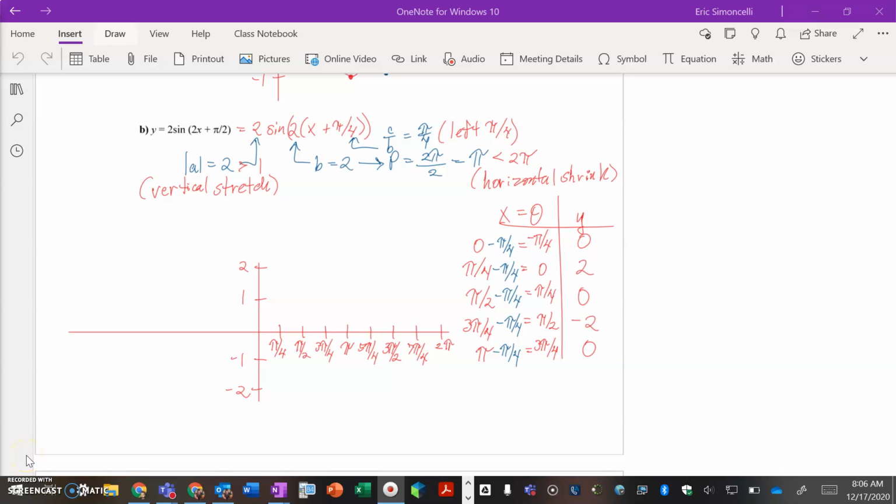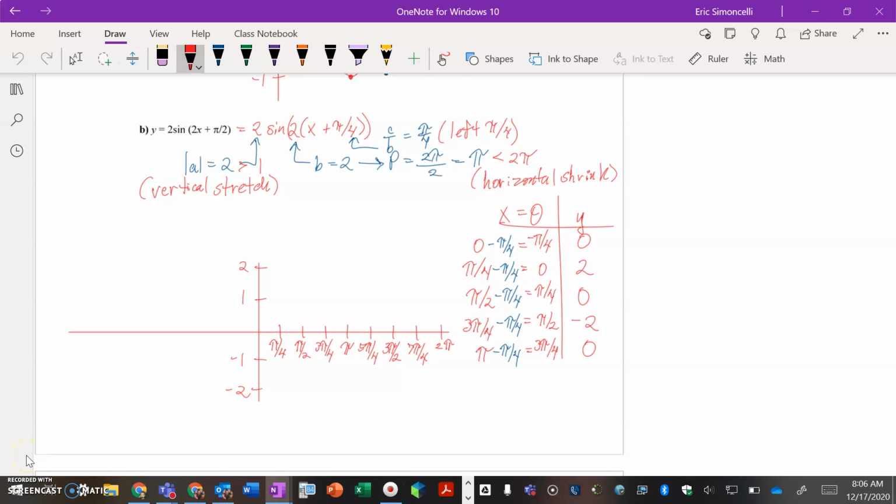Okay, so let's finish taking a look at this graph. We're going to go ahead and plot all the relative points. To start, negative pi over 4 comma 0, so we do have an extra value to highlight here. So that's the first point.